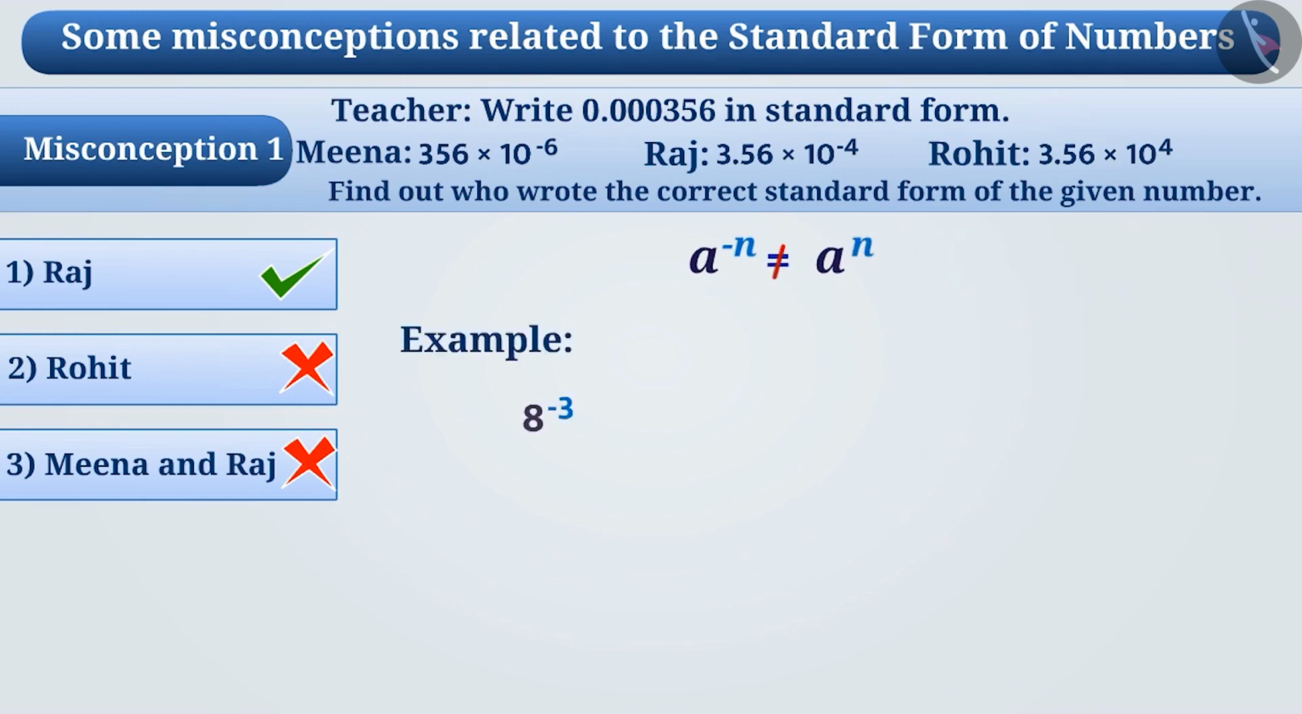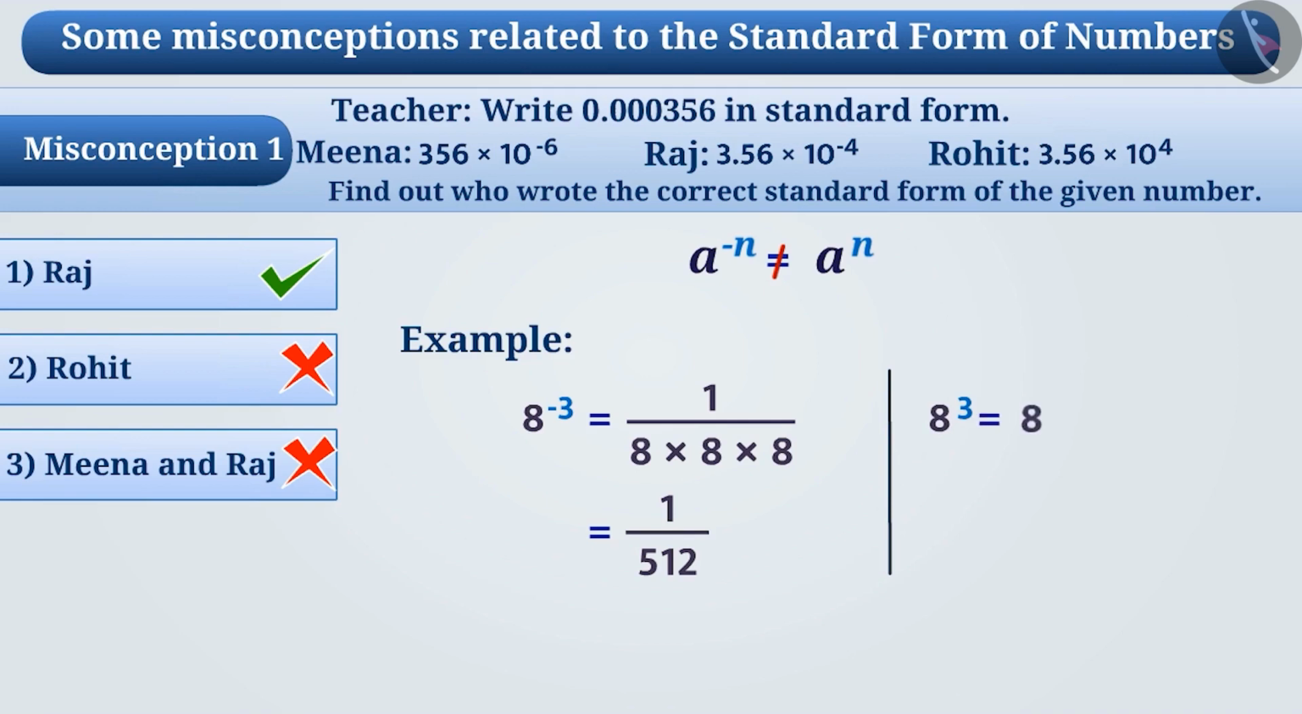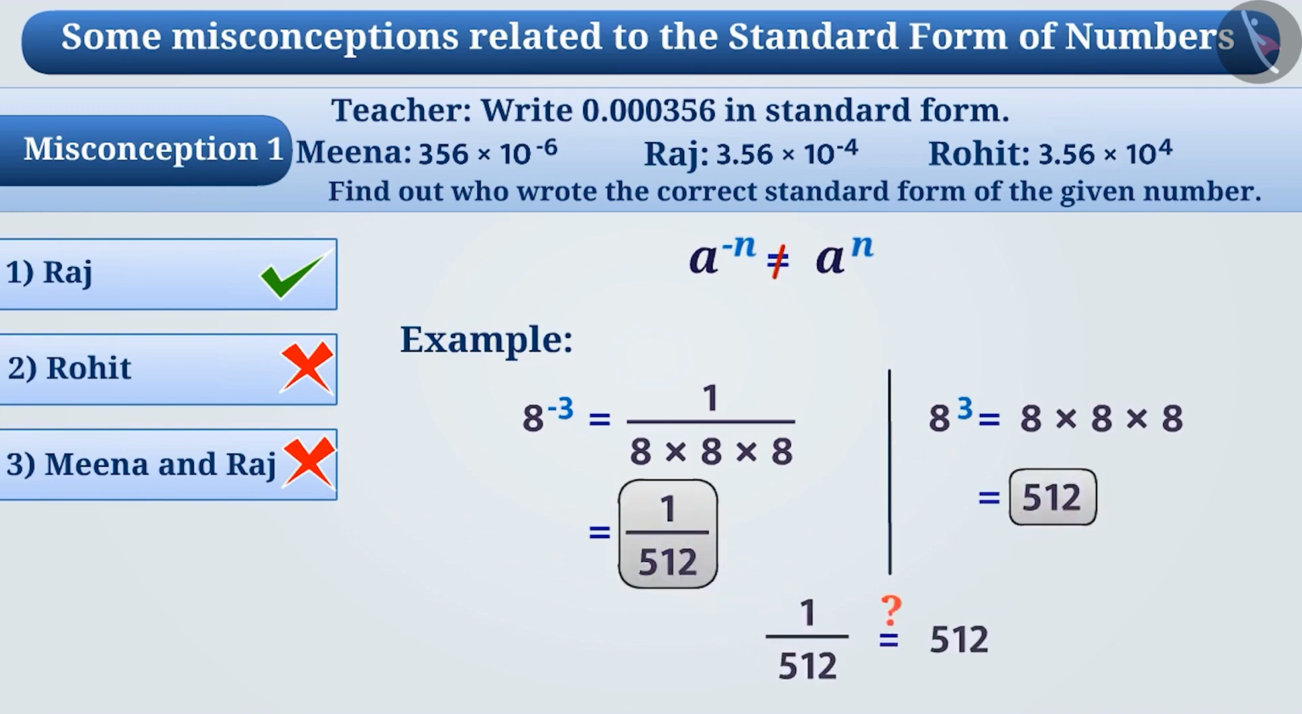For example, 8 to the power of minus 3 is equal to 1 by 8 into 8 into 8, which is equal to 1 by 512, whereas 8 to the power of 3 is equal to 8 into 8 into 8, which is equal to 512. Do you think the result is same in both the cases? No. Therefore, a to the power of minus n and a to the power of n are not equal.